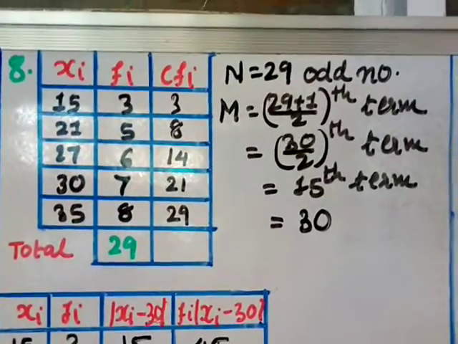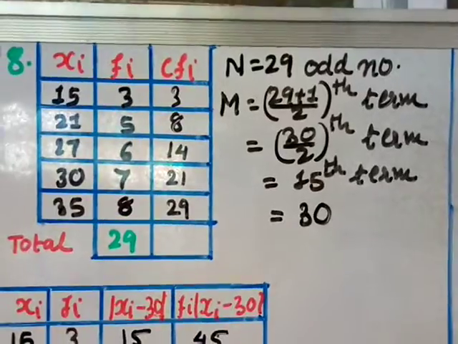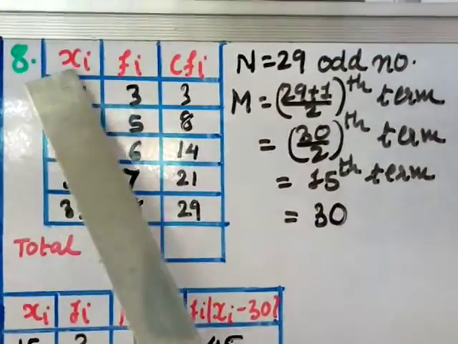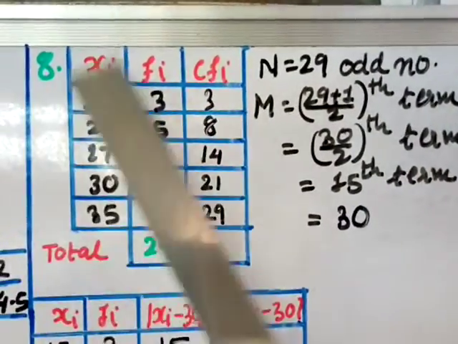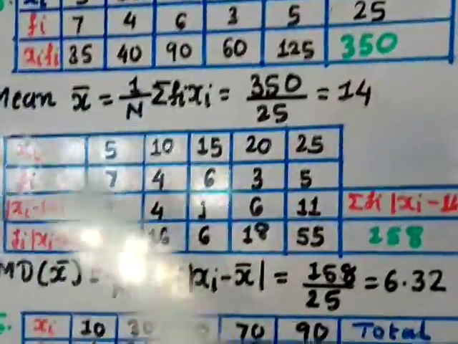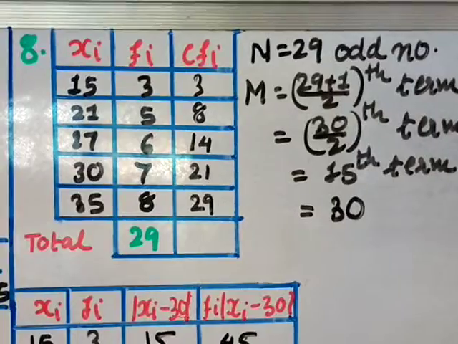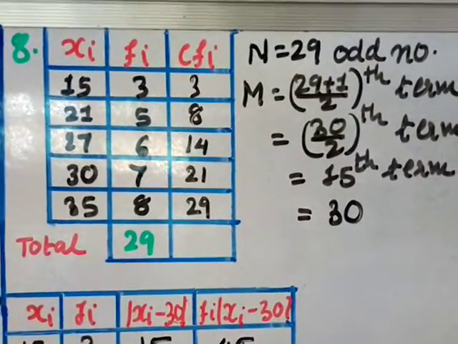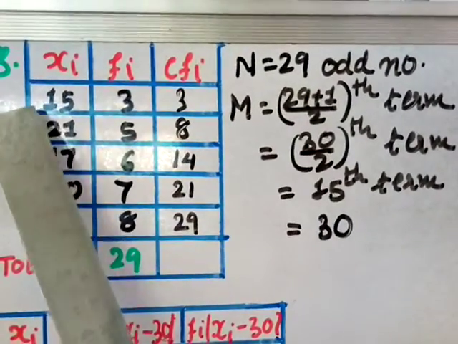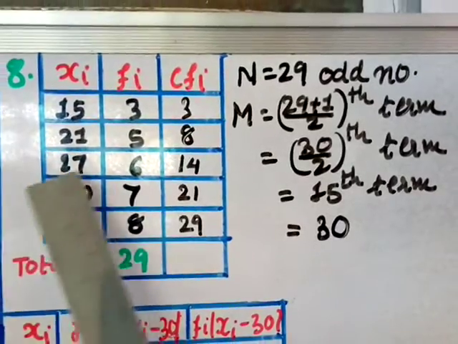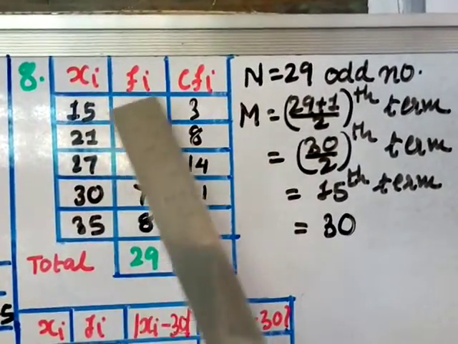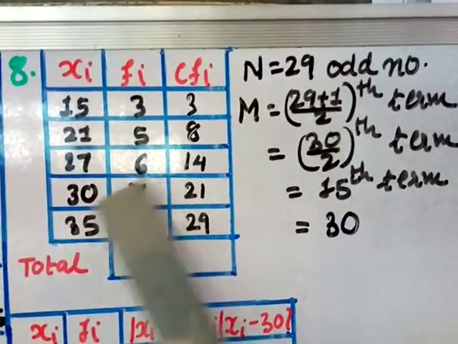Question number 8. Here also we have to find mean deviation about the median. Okay, so xi and fi is given. Here xi I have written vertically; previously I was writing horizontally. You can write either way, whichever is easy for you. So here xi is 15, 21, 27, 30, 35. fi is also given: 3, 5, 6, 7, 8.